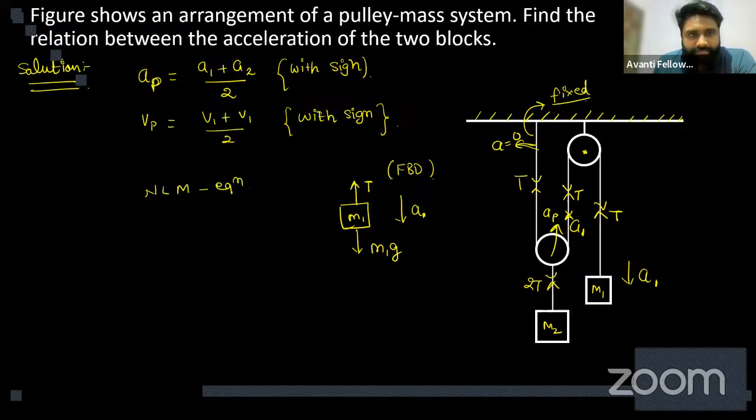What will this be? In the direction of acceleration, whatever force is present would be considered positive, the other one negative. So F equals ma. Here, m1g minus T equals m1a1. This is equation number 1. Okay.